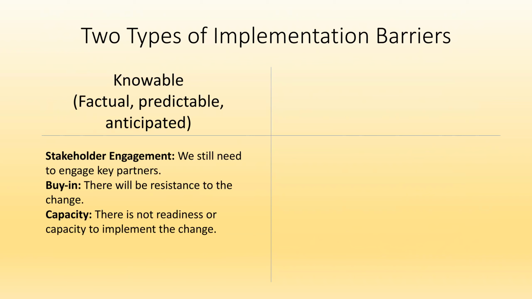Another knowable barrier has to do with capacity. Is there readiness and capacity to implement the change? So you can have good stakeholder engagement, you could have good buy-in, but if you don't have the capacity to actually implement your strategies, then again, you're probably not going to be very successful. So if any of these are an issue, then we need to think about how we broaden out our set of strategies so that we're addressing these issues either before or as we roll out the other strategies we've already designed.